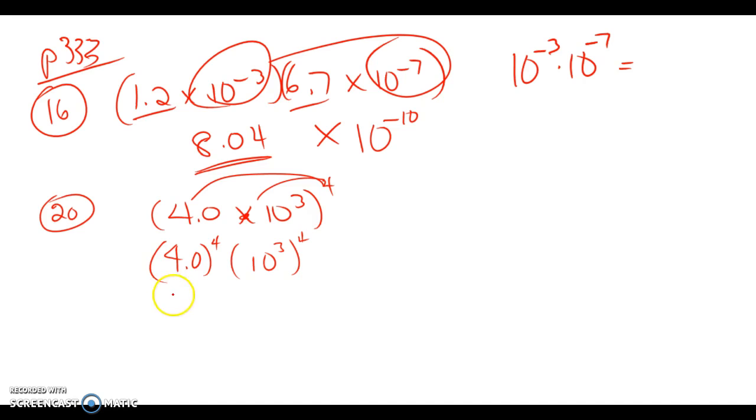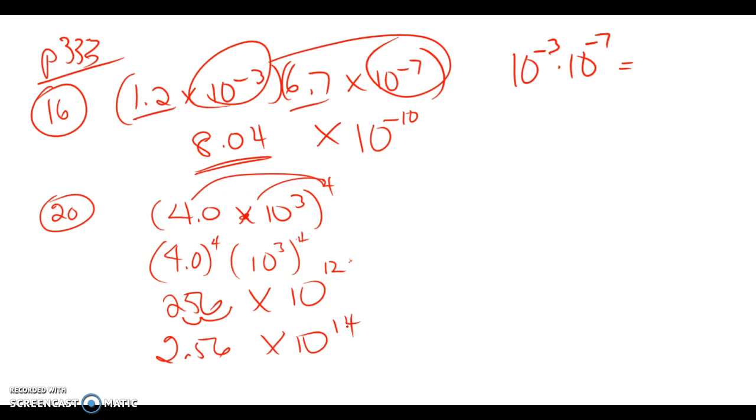It's 256. 256 times 10. 3 times 4 is 12. Well, we don't have proper scientific notation. So we end up having to move the decimal over 2 spots, which will take that exponent up. 2.56 times 10 to the 14, right?